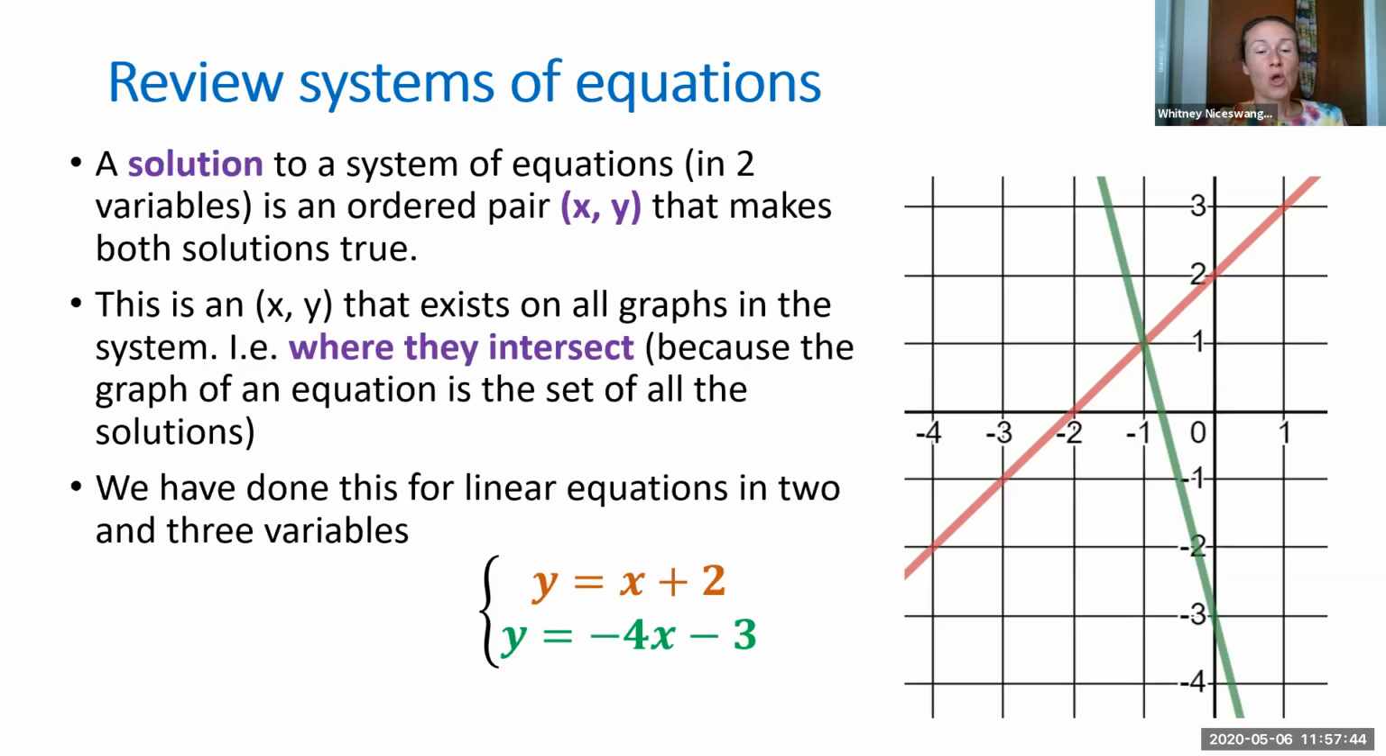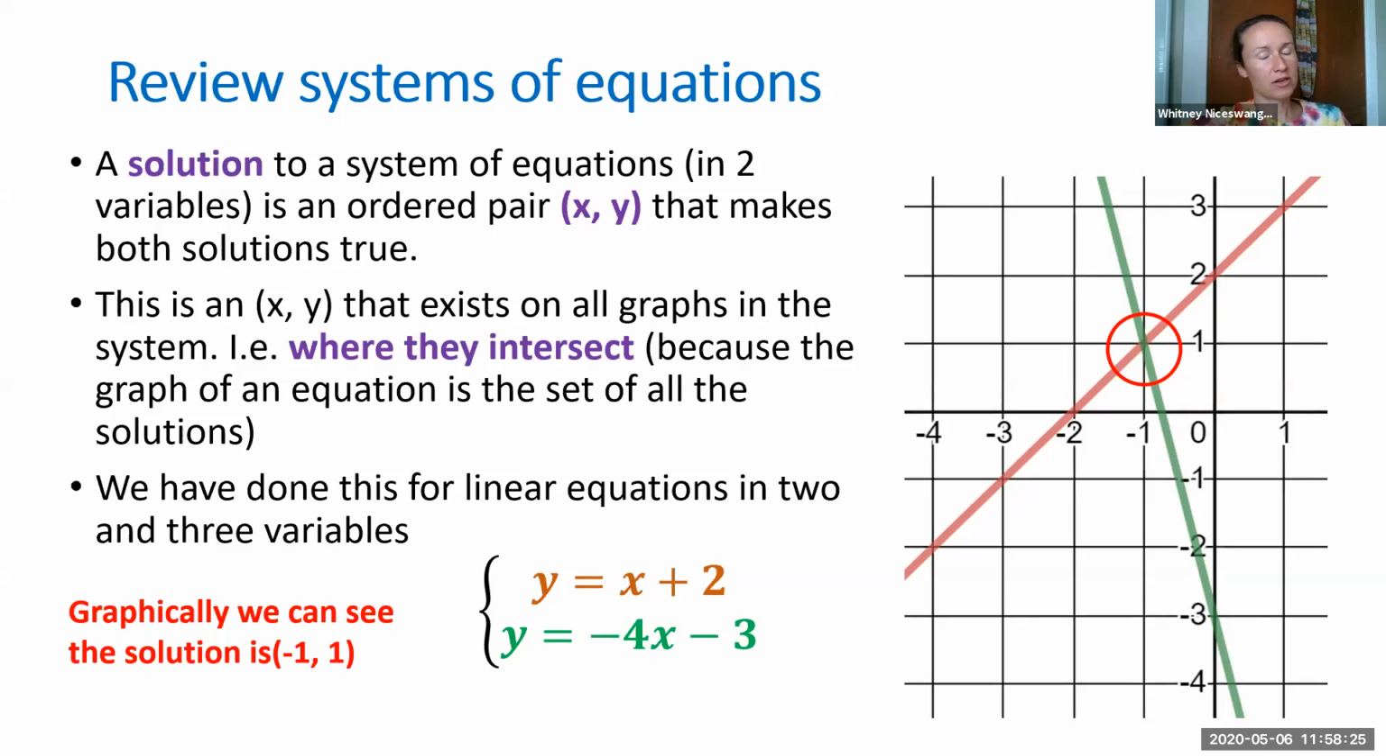So there's an example here. y equals x plus 2 is one equation, and you can see its graph there in orange. The other equation is y equals negative 4x minus 3, and you can see its graph there in green. Visually, you see where those two graphs intersect at negative 1, 1. That's the solution to this system of equations, because x being negative 1 and y being 1 solves both of those equations, and we can see that in the graph. So remind yourself of that.